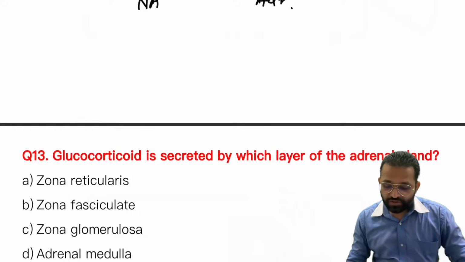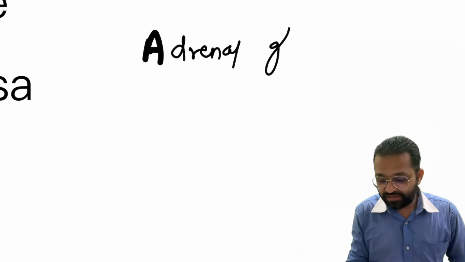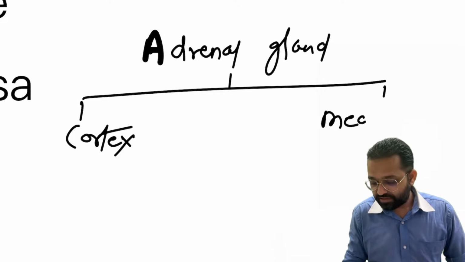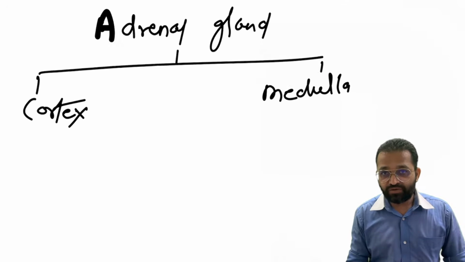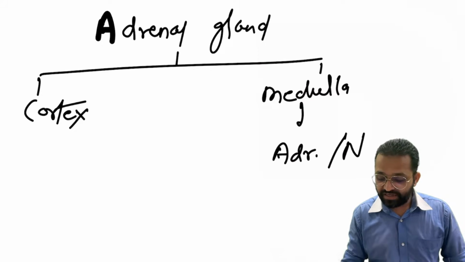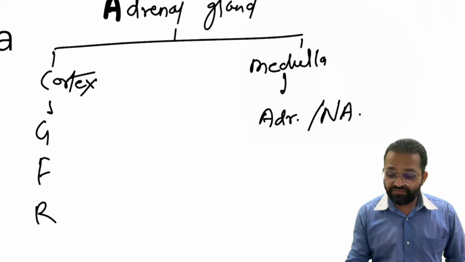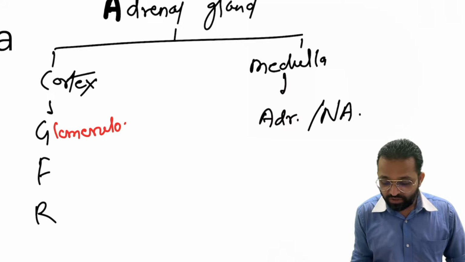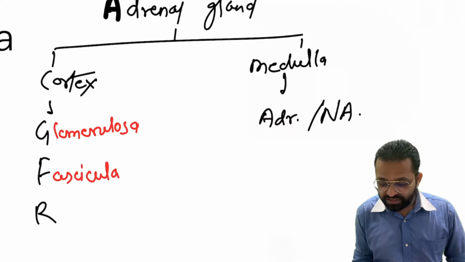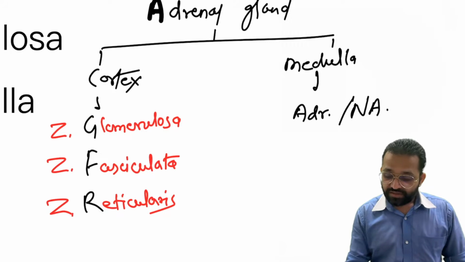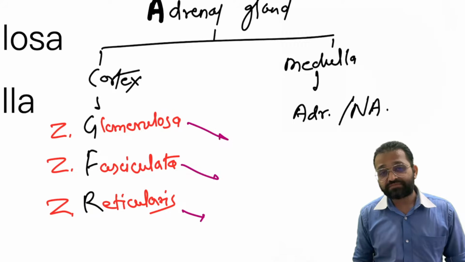Yes. Do you know, sir? The adrenal gland is divided into two parts, cortex and medulla. Sir, the medulla releases adrenaline and noradrenaline, but the cortex is divided into three areas. You can remember the mnemonic GFR: zona glomerulosa, zona fasciculata, zona reticularis. Are you getting it? So these are the three zones. Remember, zona glomerulosa, fasciculata, reticularis.